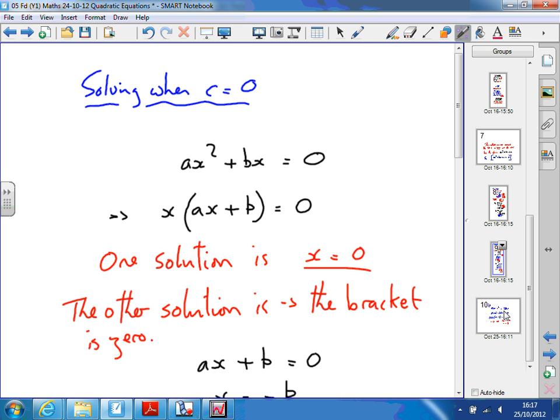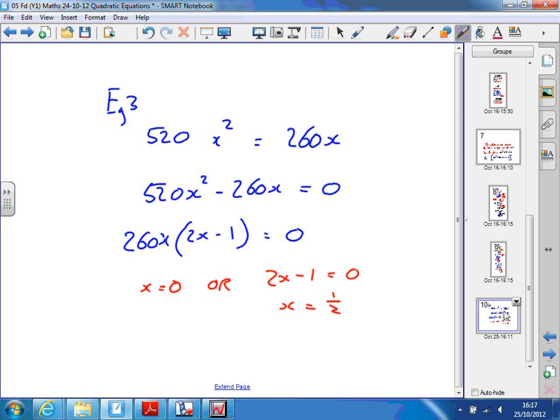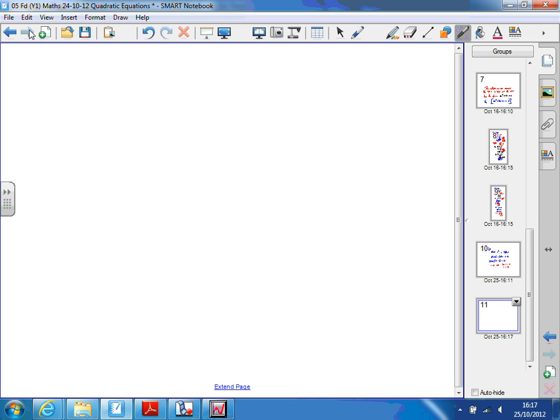Now, of course, we need to look at the example where we've got values for a, b, and c. So solving ax squared plus bx plus c equals 0. Again, we make sure the right-hand side is 0, so if any of the terms are over on the right-hand side, we get rid of them onto the left-hand side.